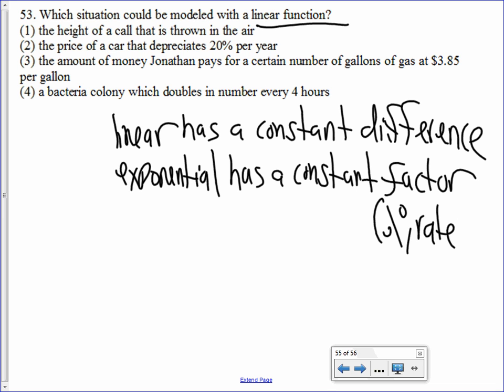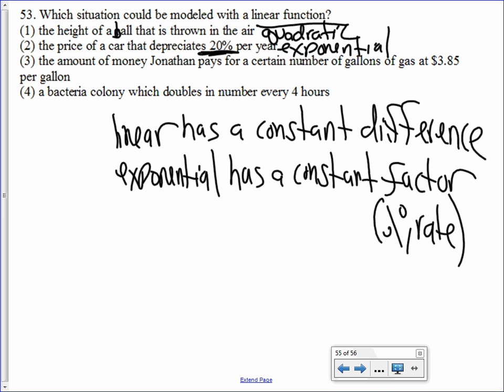or a rate. So, the height of a ball that's thrown in the air. Well, that's neither. That's actually going to be a parabola. It's going to be quadratic, because it's going to go up and then it's going to come down. 20%. If it's a percent, it's got to be exponential.